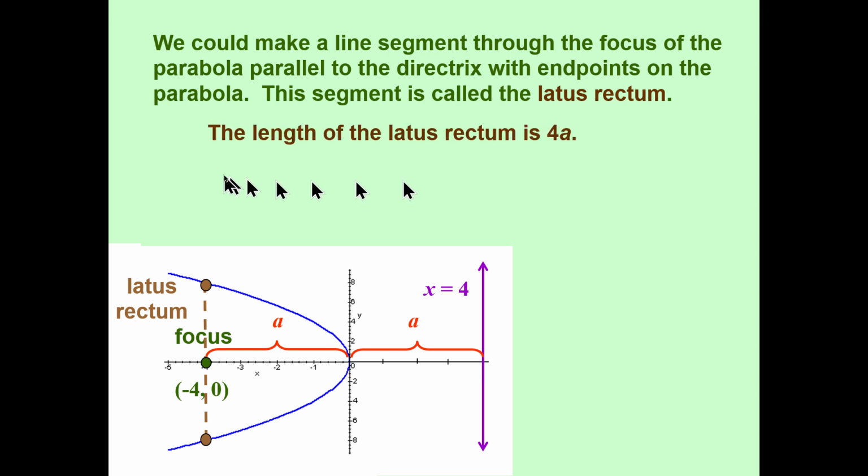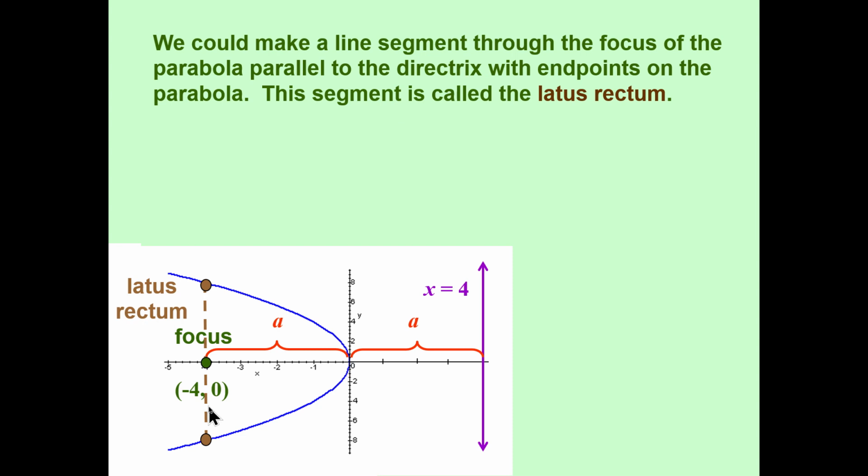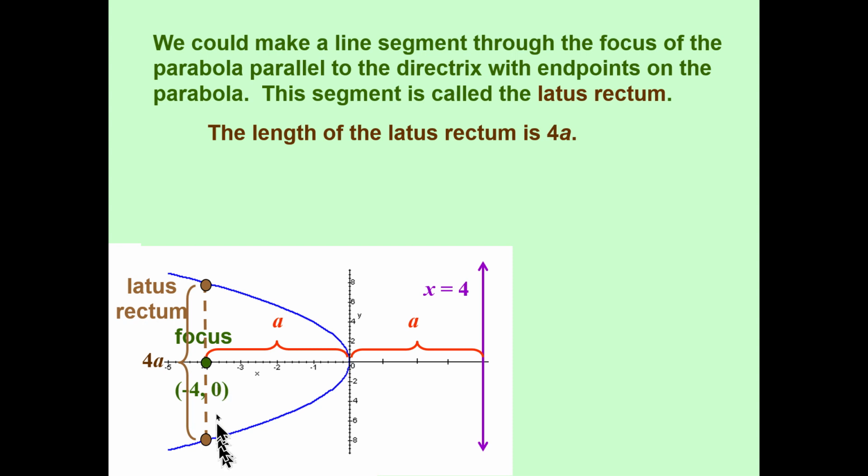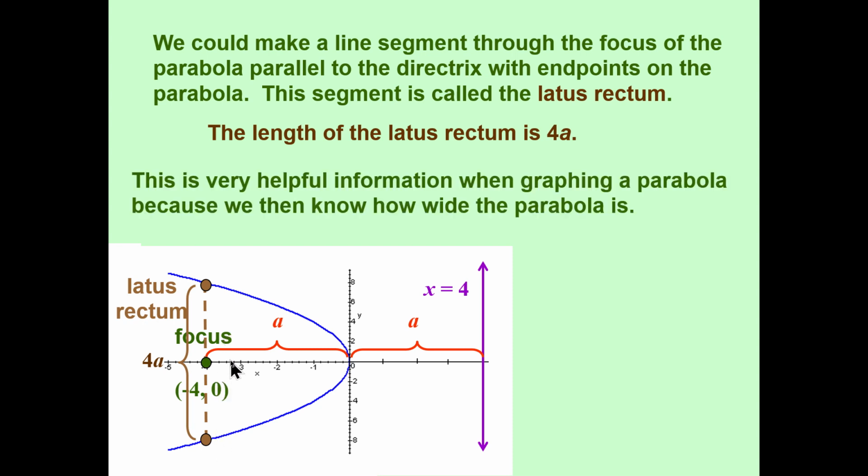Okay. So the length of the latus rectum is 4a. So if we know a here, and this is 4a, this length here, so half of that is 2a here and 2a here. That's 4a. So just knowing a little bit of information, we can go ahead and graph the line. Because we know what the vertex is, and using the focus and the latus rectum here is 4a.